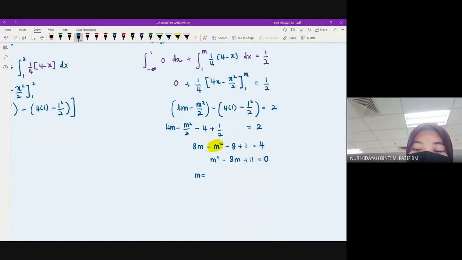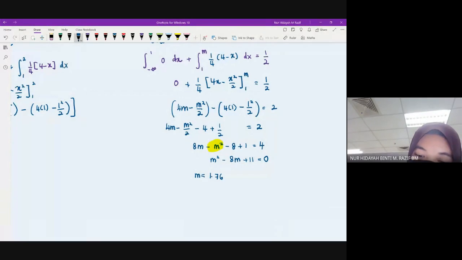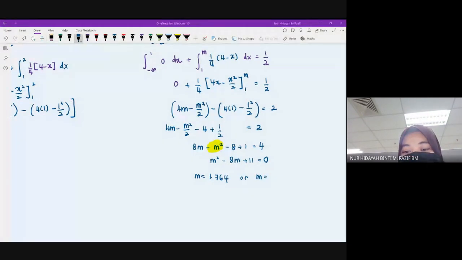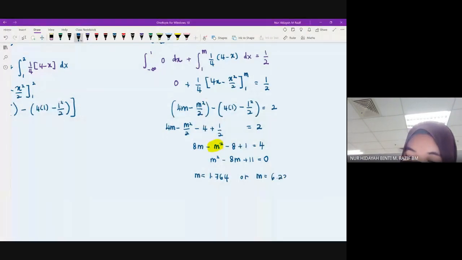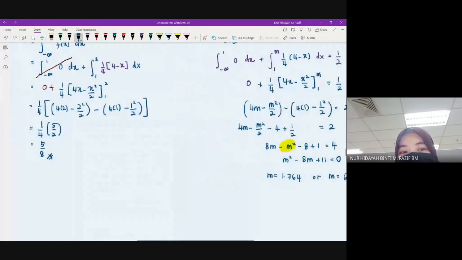So tekan calculator, m yang keluar adalah 1.764 dan juga m adalah 6.236. So, adakah dua-dua nilai m diterima? Jawapannya tidak, sebab apa yang kita akan buat adalah we are going to look at the question.